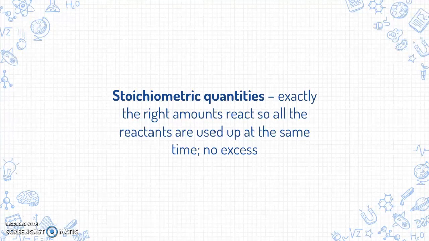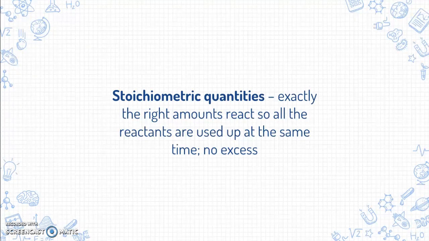This almost never happens. Almost always you have one thing that is in excess. For example, in the silver lab, we made sure that the sodium chloride was in excess. We made sure that we used extra of that. Almost every case, that's the case.